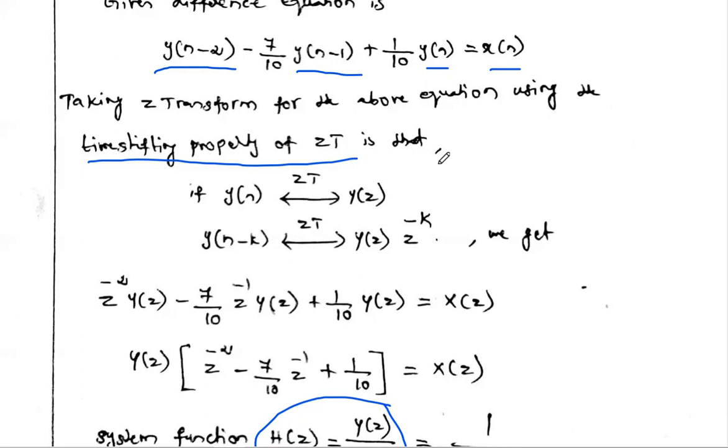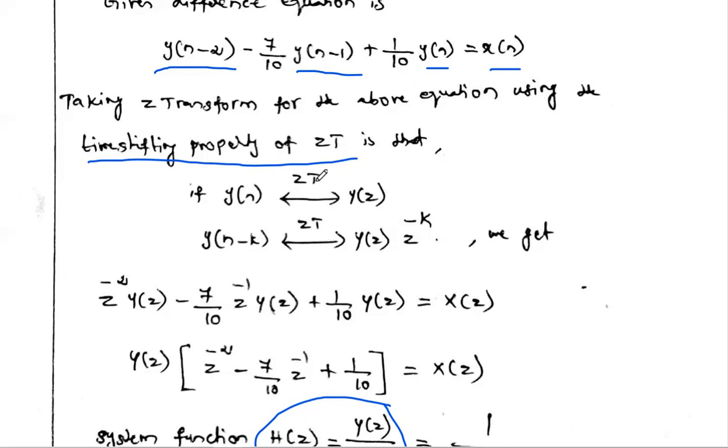We discussed the properties of Z transform in the fourth unit. The properties of Z transform and properties of discrete time Fourier transform were also discussed. So in Z transform there is a linearity property, time shifting property, then time scaling, convolution property, and many other properties we discussed. Now, in order to solve this problem, we are going to use the time shifting property.